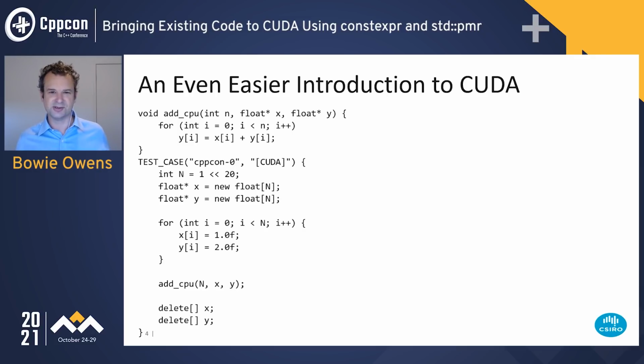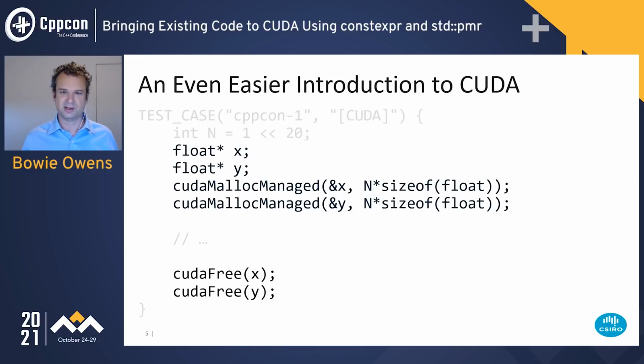You can see in the code, we set up two vectors, X and Y. We fill them with some values, and then we use a function to add them together, and then we clean up after ourselves. Okay, that's the starting point. Let's look at how we bring this simple code over to using CUDA for calculations.